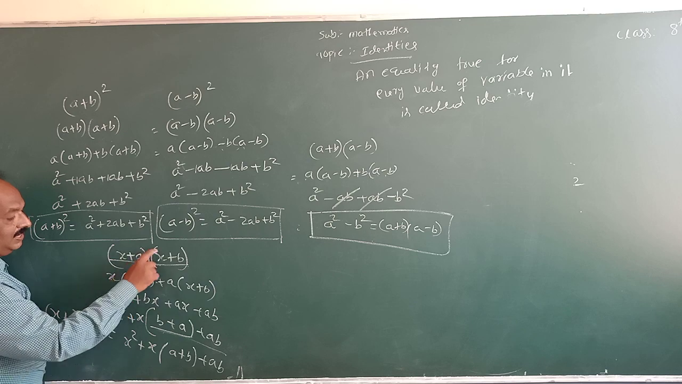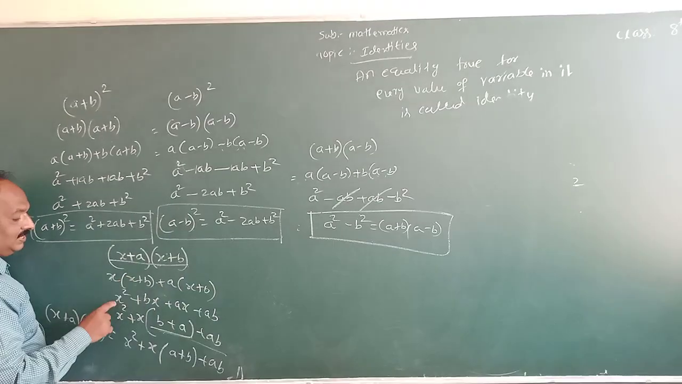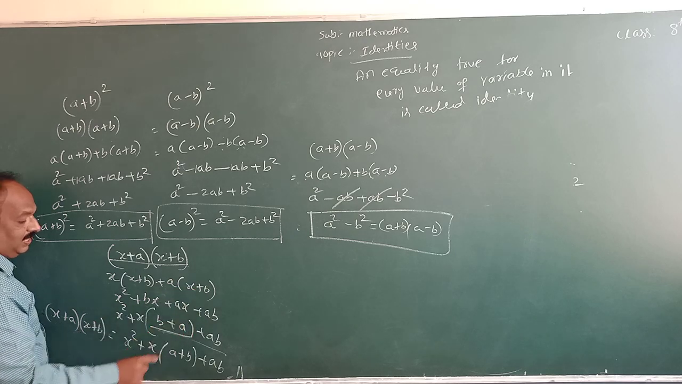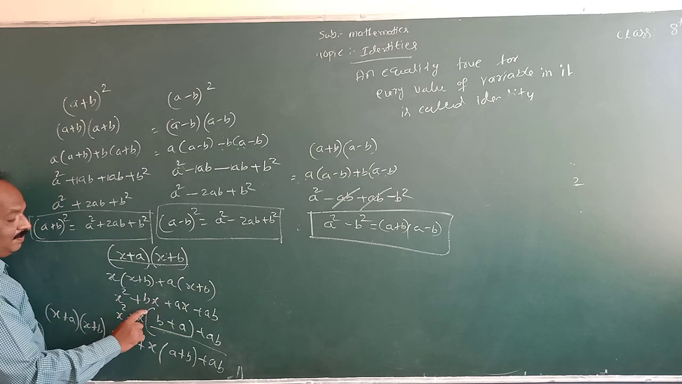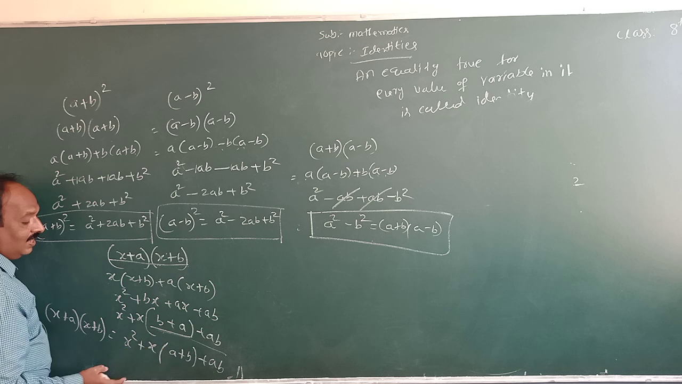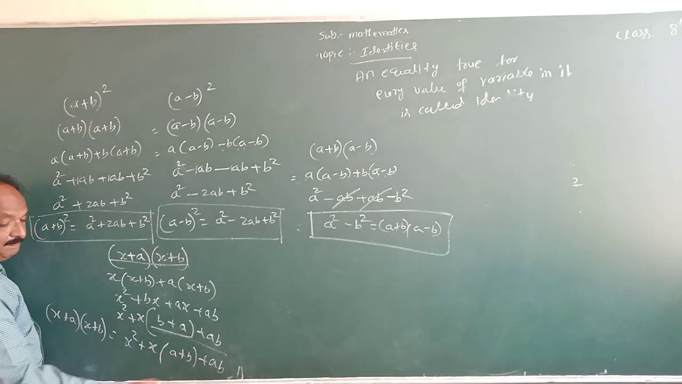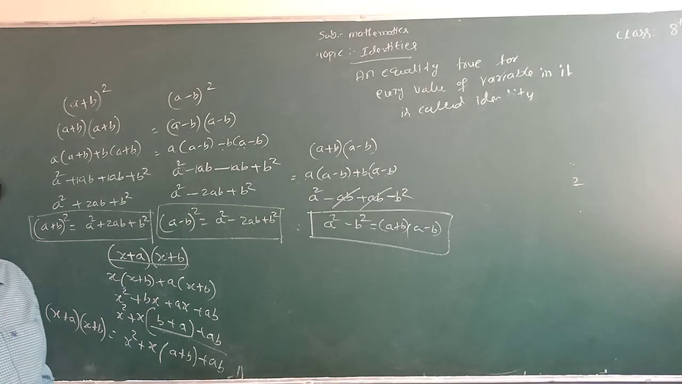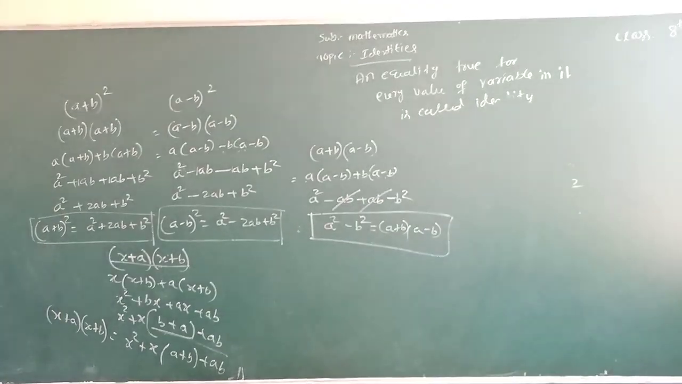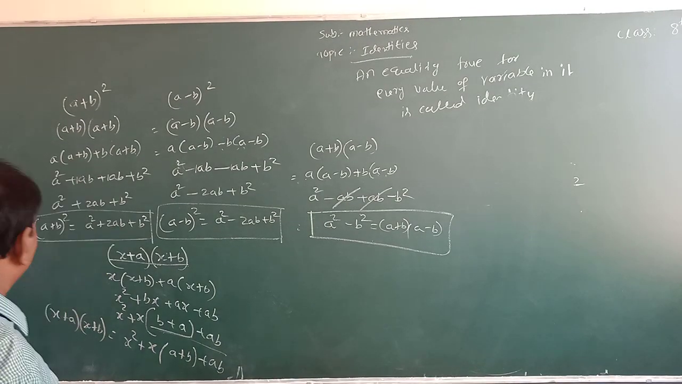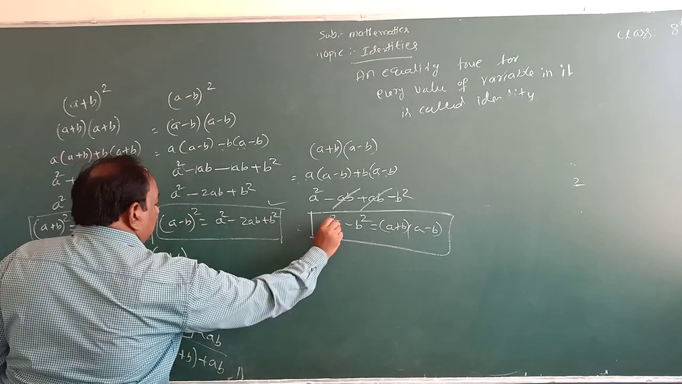Now, the fourth identity, the product of (x + a)(x + b): x(x + b) + a(x + b). x times x is x², x times b is bx, a times x is ax, plus a times b is ab. So x² + x(b + a) + ab. This can be written as x² + x(a + b) + ab. So (a + b)² and these, numbered 1, 2, 3, 4, we call standard identities.